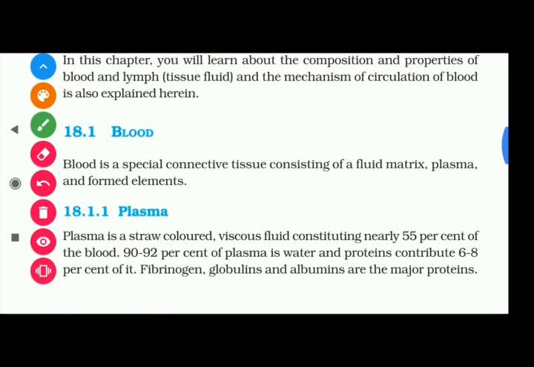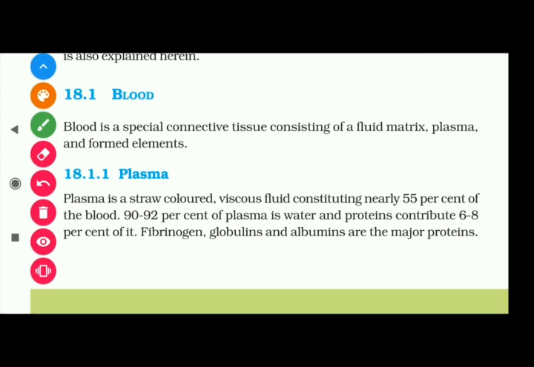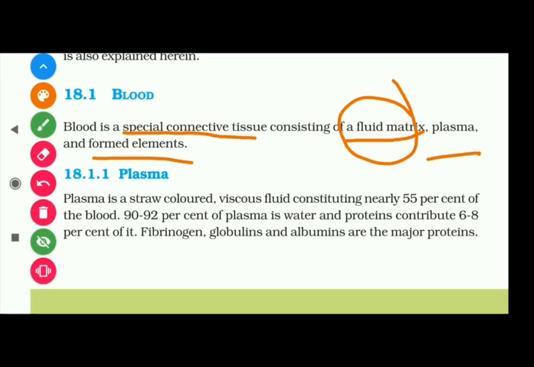So students, first of all, blood. What is blood? Blood is a special connective tissue consisting of fluid matrix. Why is blood called connective tissue here? Because it connects throughout the body parts. That's why it is called a special connective tissue consisting of fluid matrix, and it consists of plasma and some formed elements. These three things form the blood: fluid matrix, plasma and the formed elements.